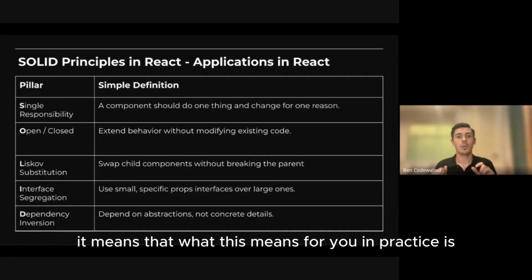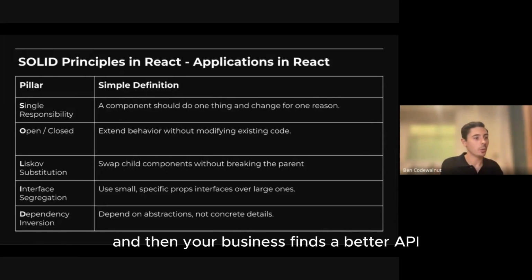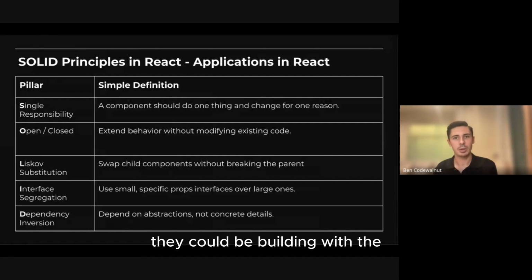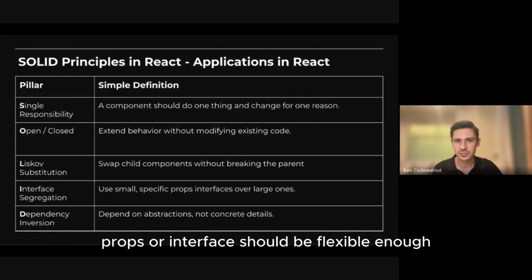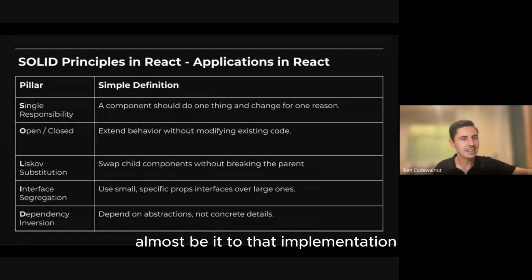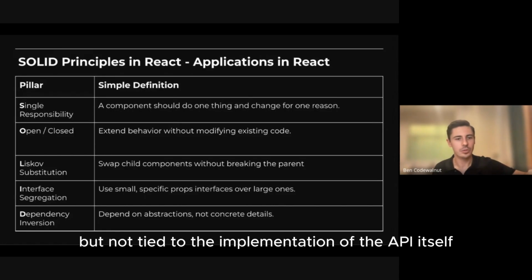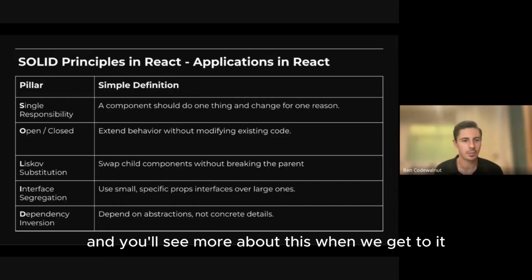What this means for you in practice is if you've put your eggs into building with one API and then your business finds a better API they could be building with, the top level props or interface should be flexible enough and use case almost geared to that implementation, but not tied to the implementation of the API itself. I'll show you some examples and you'll see more about this when we get to it.